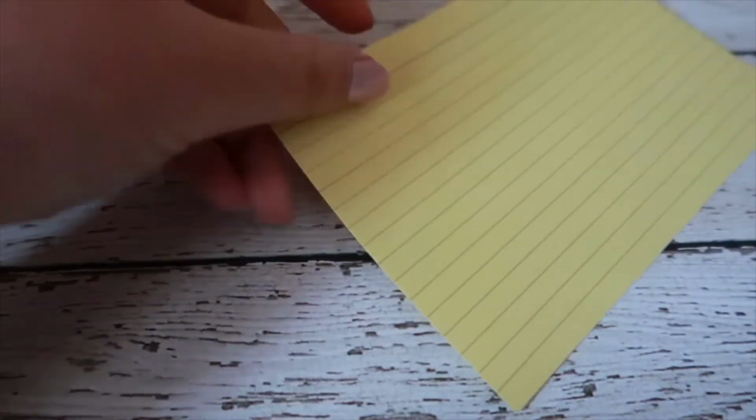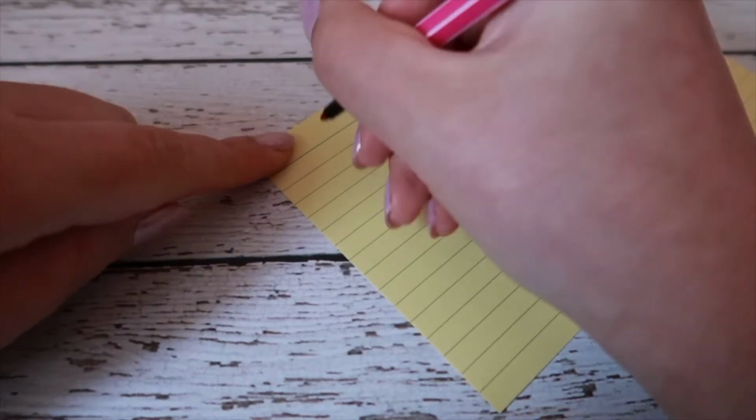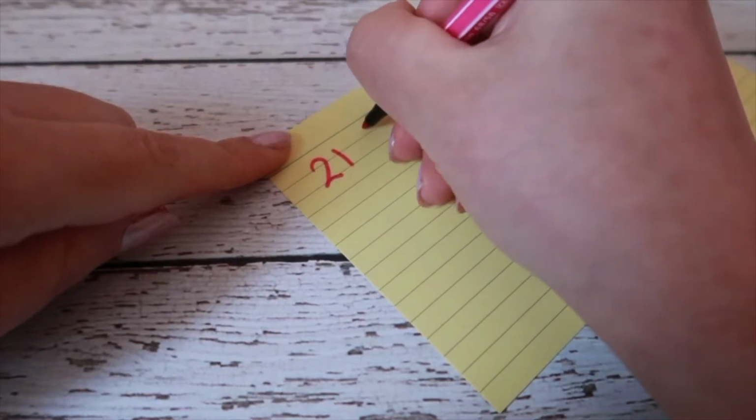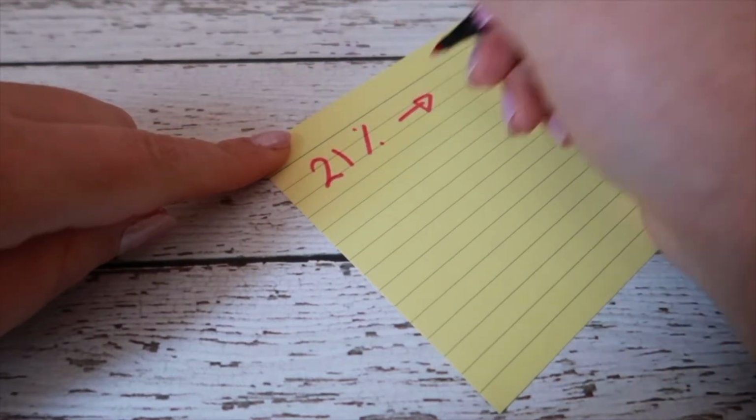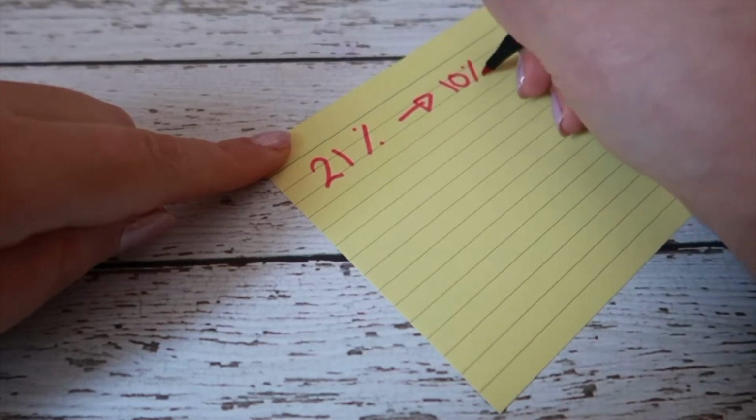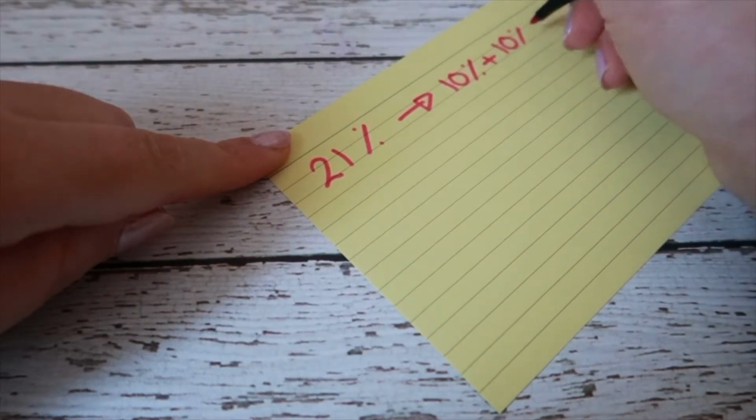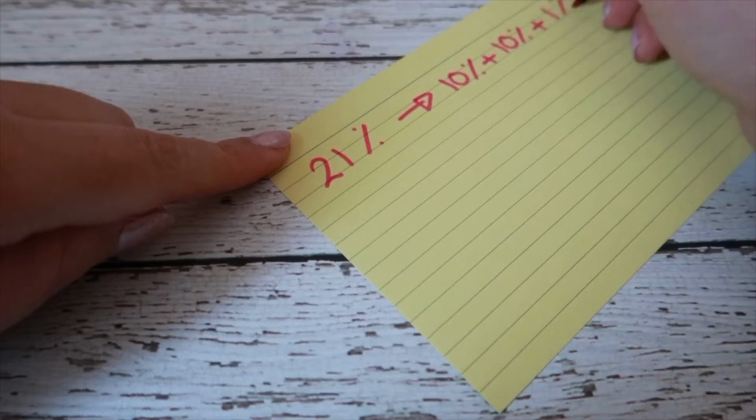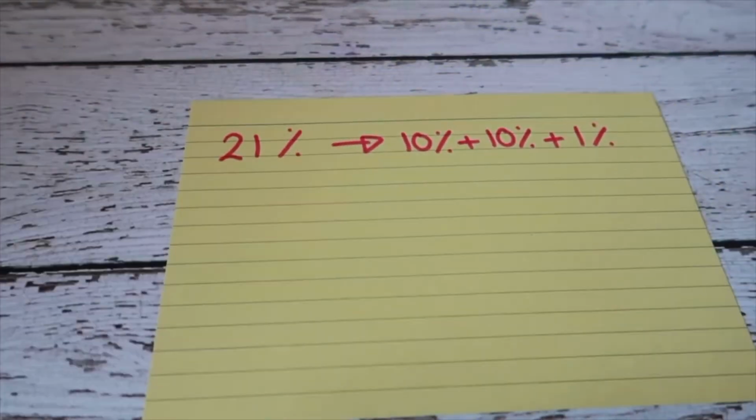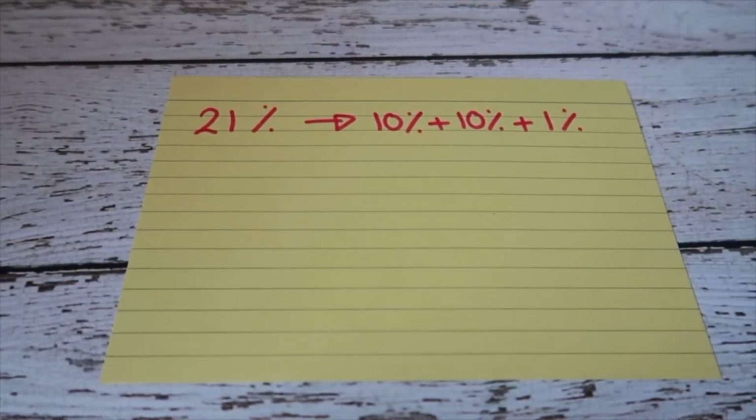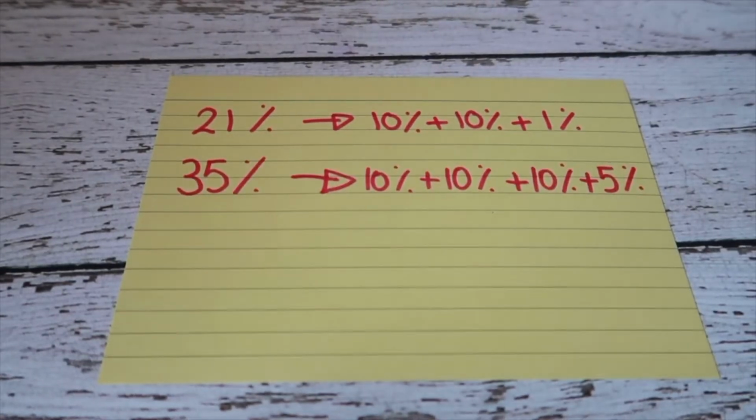Okay, I'm going to go through another example now. So if a question asks you, or you had to find 21% of a number, you would simply find 10%, another 10%, and then 1%, because that equals 21. Okay, another example would be if we had to find 35% of a number, you would find 3 lots of 10% and a 5%, because that equals 35%.